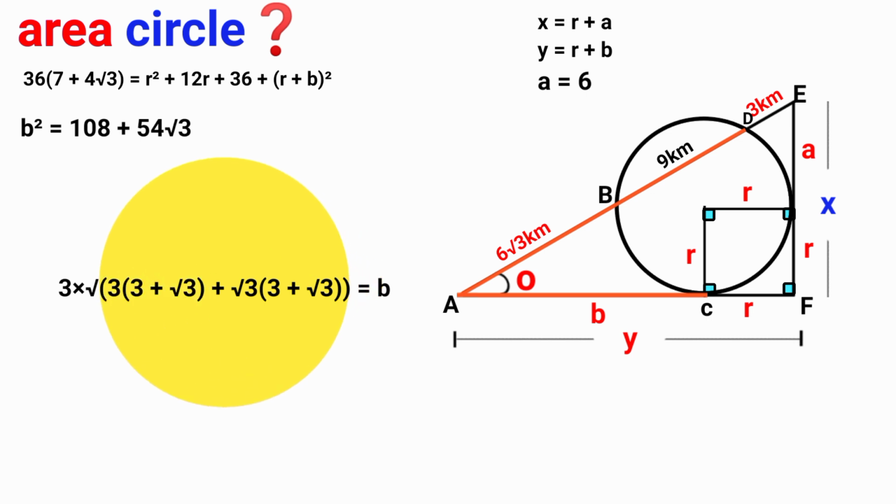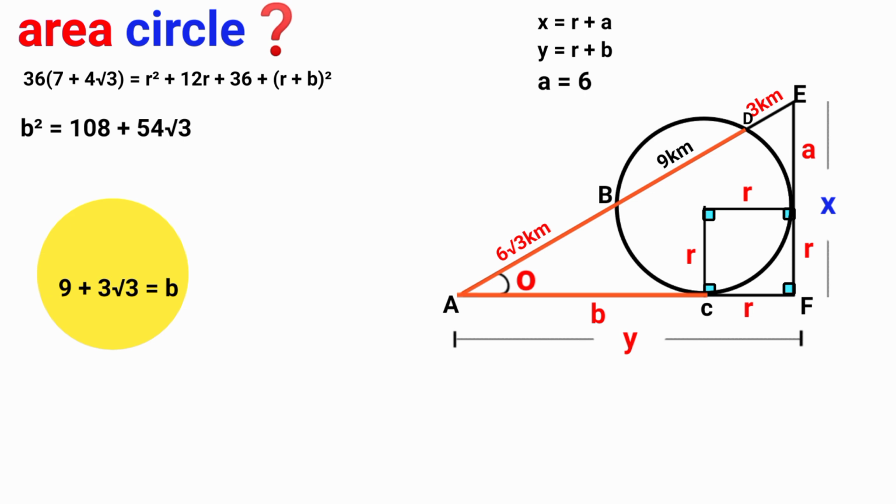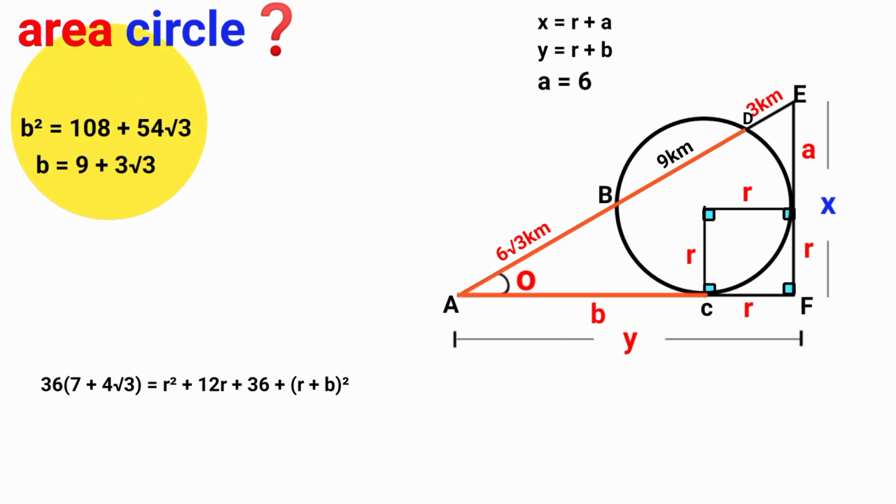From 3 times (3 + root 3) plus root 3 times (3 + root 3), 3 plus root 3 is common. We factor it out, so it is (3 + root 3) times (3 + root 3), which is (3 + root 3) all squared. And the square root of (3 + root 3) all squared is 3 plus root 3. 3 times (3 + root 3) is 9 plus 3 root 3. So b equals 9 plus 3 root 3. And we have here b squared equals 108 plus 54 root 3.